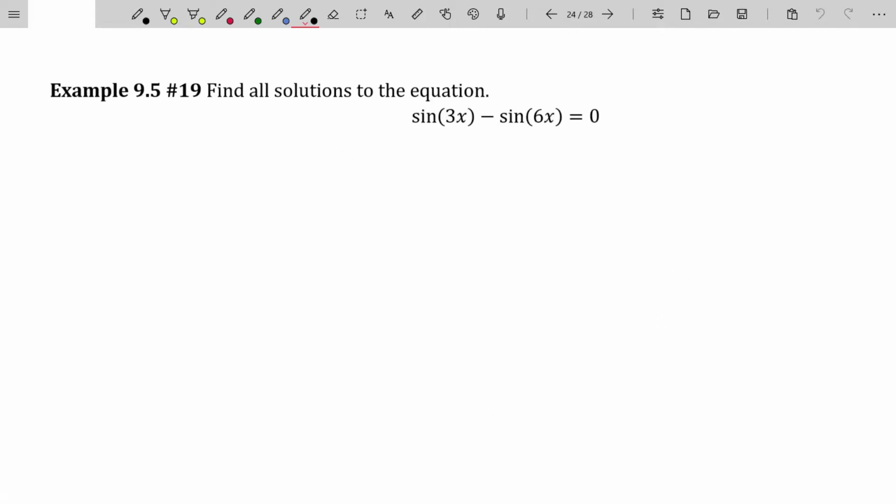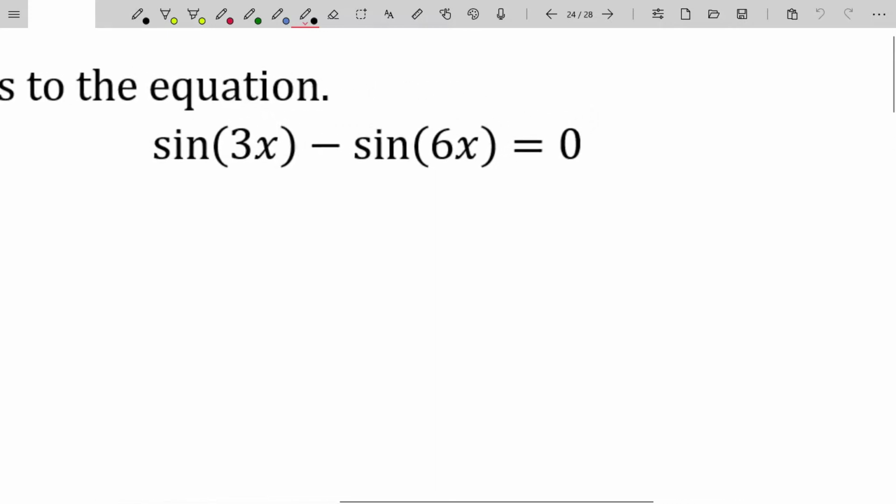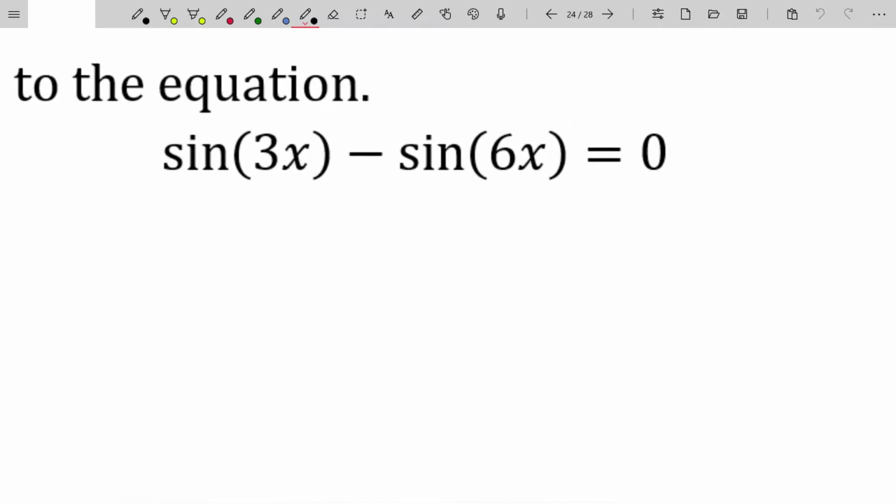The final example in this video is to find all solutions to this equation. It's not a big fanfare or fireworks way to end this video. It turns out that this is not too bad, but you do need to be able to see how to do it. I have sine of 3x minus sine of 6x is equal to 0.